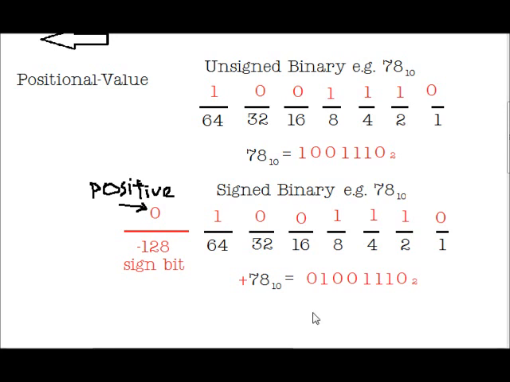So if we look at the positive signed binary and the unsigned binary, it is very similar, except that the MSB is now indicative of the sign. So for a positive number, the sign bit would be 0.